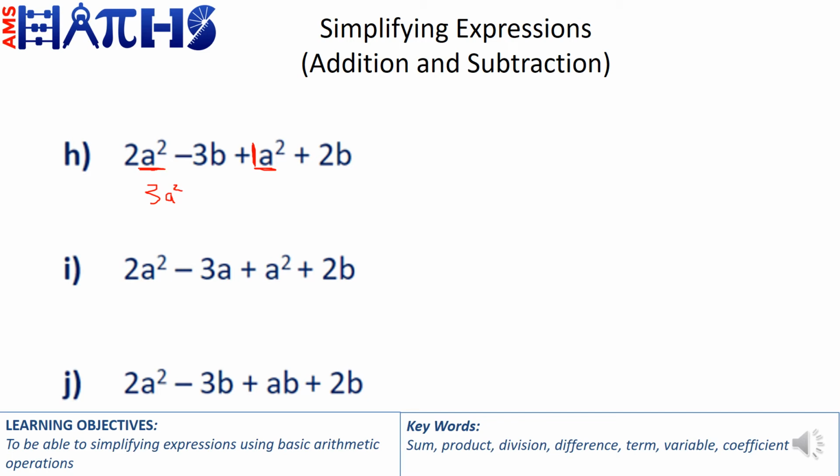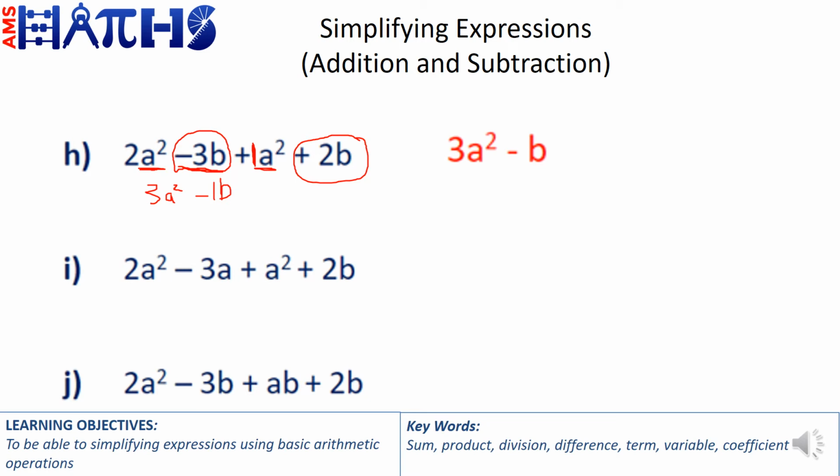Then we work on the b's. So we have a minus 3b and plus 2b. So minus 3b plus 2b is minus 3 plus 2. Minus 3 plus 2 gives us minus 1. So we get minus 1b, or just minus b. So our answer is 3a squared minus b.